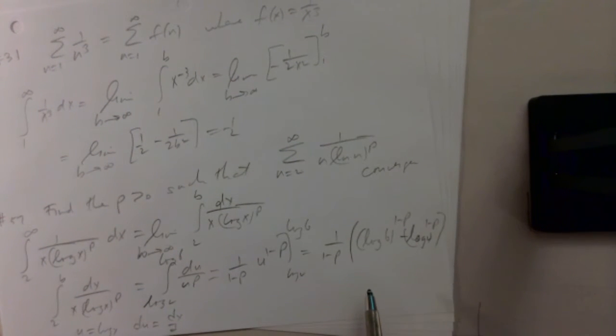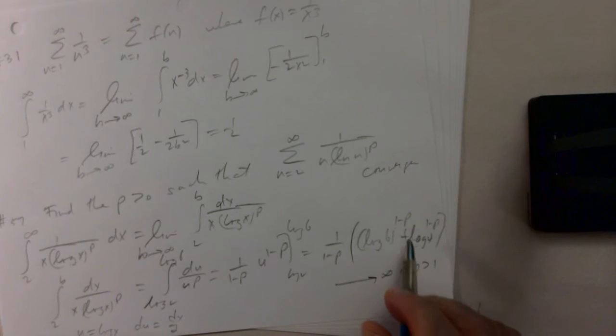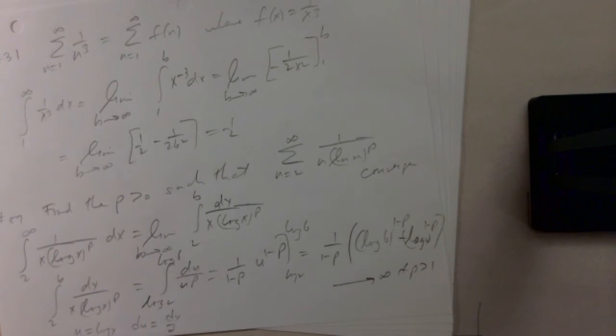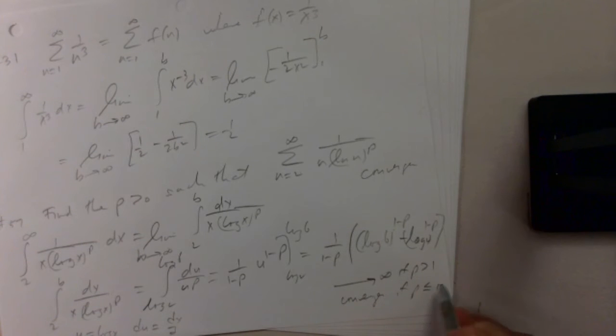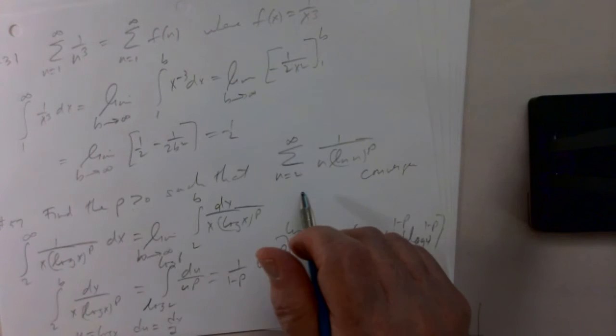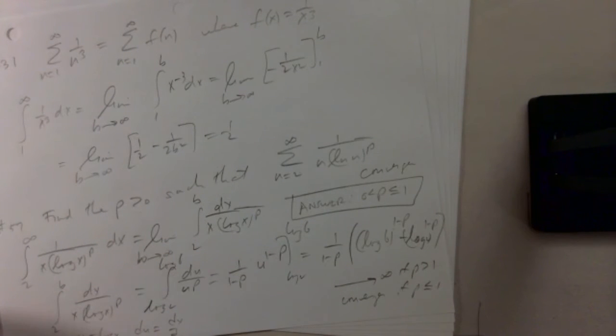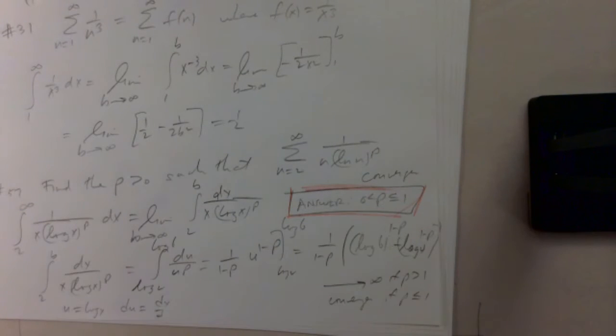So we want to know what happens as b goes to infinity. Well, if this exponent is positive, this goes to infinity. This goes to infinity if p is less than 1. And if p is bigger than 1, this converges. So the answer to find the positive values of p such that this series converges is 0 less than p... actually, p greater than 1. So you have to work out the integral, and you get the result.